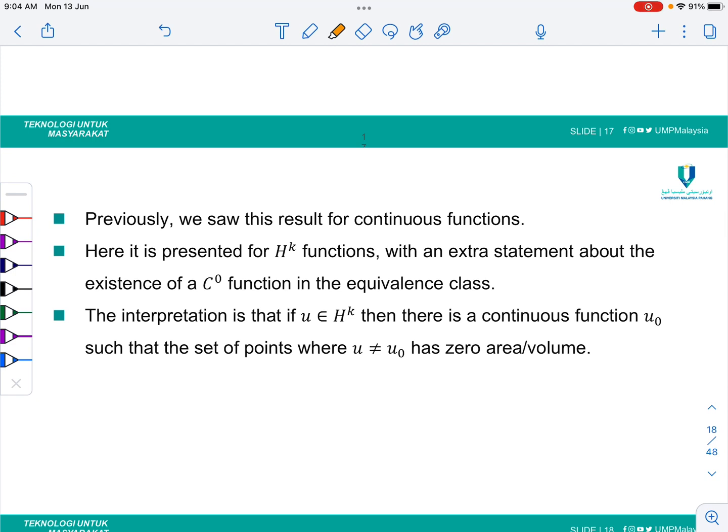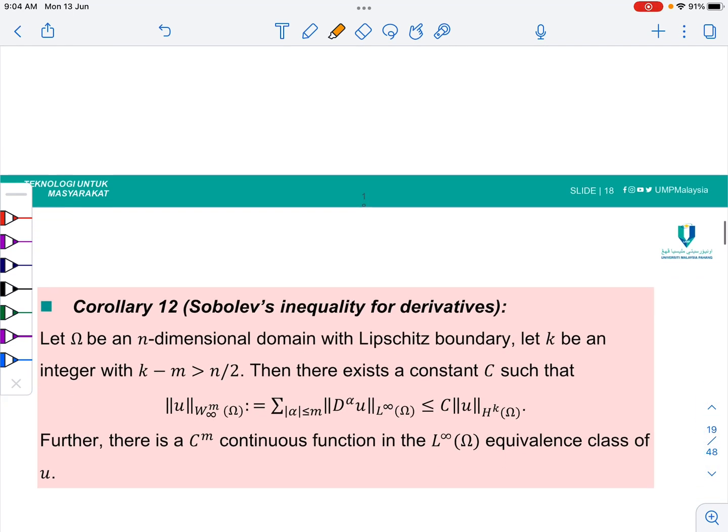Previously, we saw this result for continuous functions. Here, it is presented for Hk functions with an extra statement about the existence of a C0 function in the equivalence class. The interpretation is that if u is in Hk, then there is a continuous function u0 such that the set of points where u is not equal to u0 has zero area or volume.